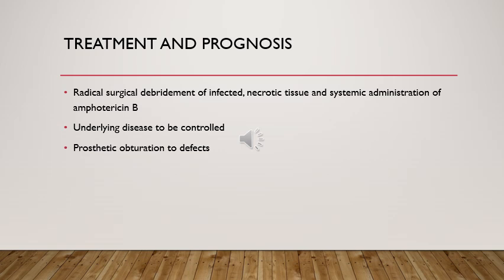The underlying immunocompromised state should also be kept in control, and when you are doing a radical surgical debridement, it is going to leave a void. So in order to compensate for this, prosthetic obturators can be designed to fill in the defects. I hope this presentation has given a slight light into what mucormycosis is, what is exactly causing it, and why there is a sudden increase in the prevalence rate of mucormycosis in the recent past. Thank you for watching.